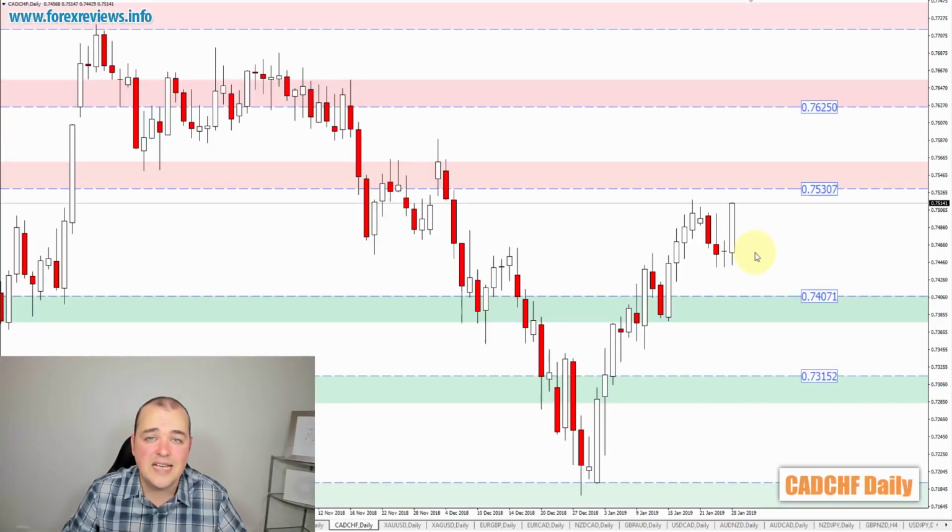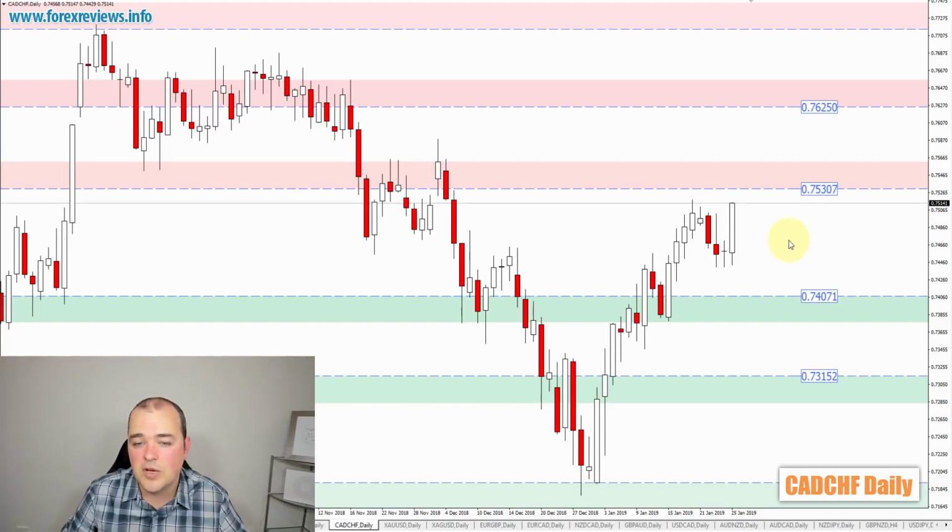The next pair I'd like to cover is CAD Swiss, and I'm on the daily chart. Last week in price action, CAD Swiss declined at the beginning of the week all the way to near the end of the week, and then the bulls took control, pushing price all the way back up to retest this recent high on this market. What I'd like to highlight on this market this week is much the same as recent reviews of this market, and that is two important zones.